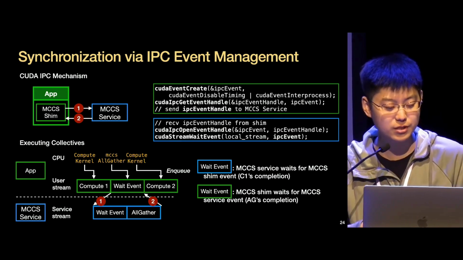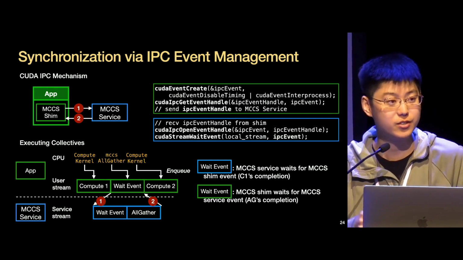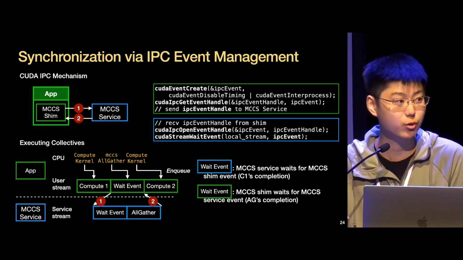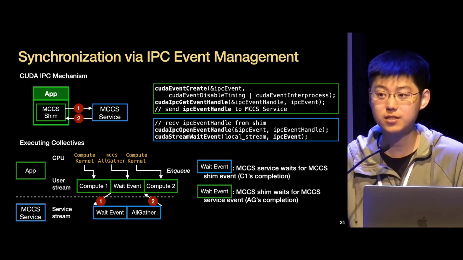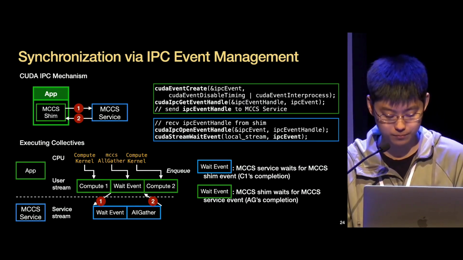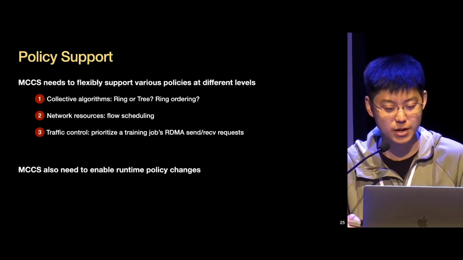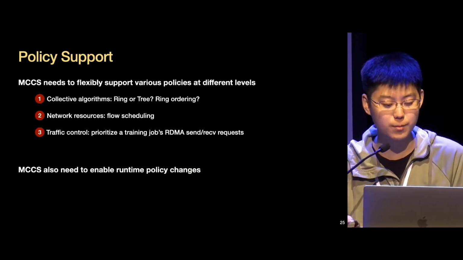On receiving the MCCS event, the user shim just waits for the completion of that event in its own stream. In this way, all compute kernels later enqueued will only be started after the allgather's completion. That's how we maintain the ordering. At this point, we are able to maintain the API semantics of a regular collective communication library. Now we briefly go through some policies we support.